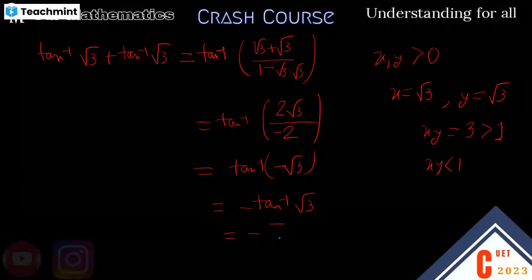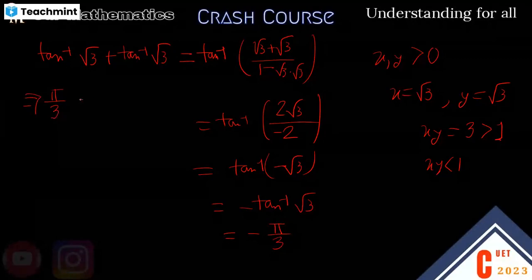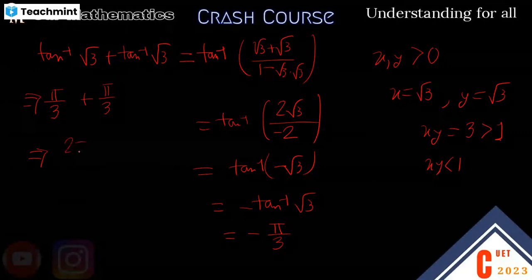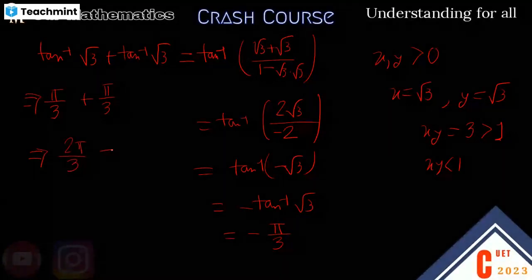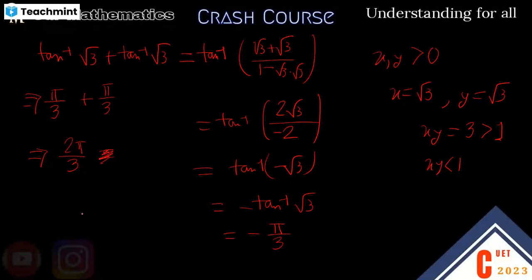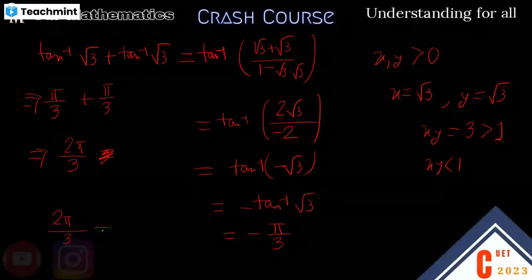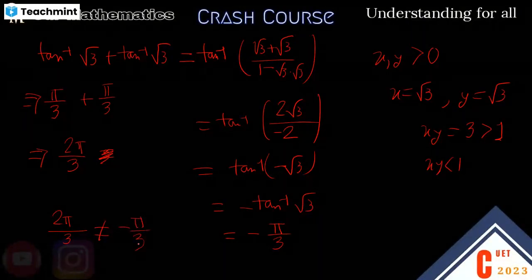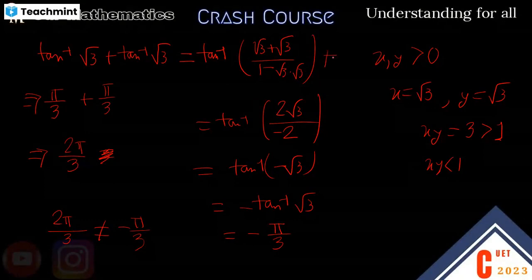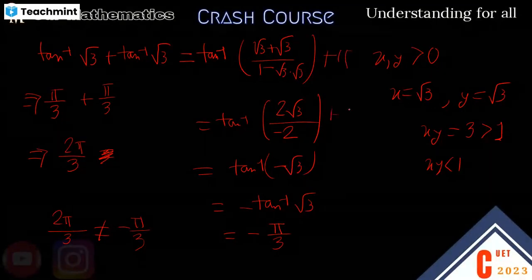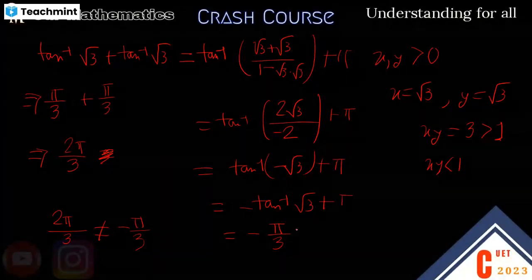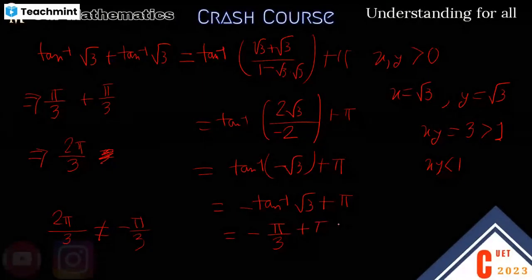However, what is tan inverse root 3? It is pi by 3. Tan inverse root 3 plus tan inverse root 3, pi by 3 plus pi by 3 is equal to 2 pi by 3. Or 2 pi by 3 is not equal to minus pi by 3, right? That's why we use this formula, in which we just add a pi to it, plus pi, equal to 2 pi by 3.